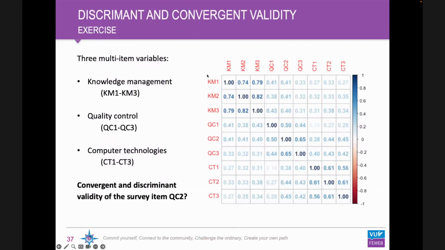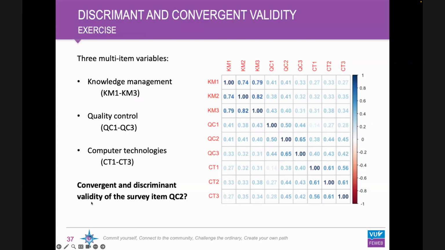Okay, so in this case, we have three different constructs: knowledge management, quality control, and computer technologies. Each of them is measured by three items. So these are the codes for the items. Did I say construct? The knowledge management is the construct, KM1 to 3 are items. So there are three items for all of them.